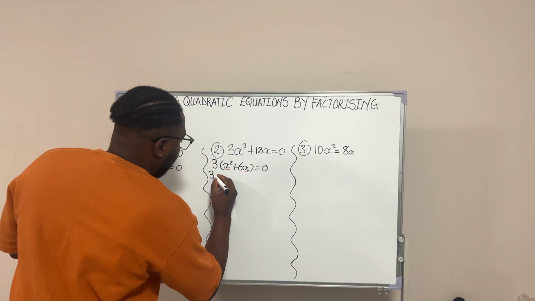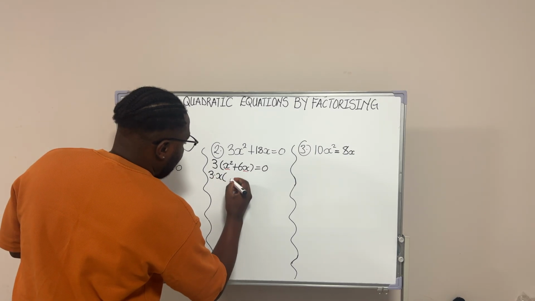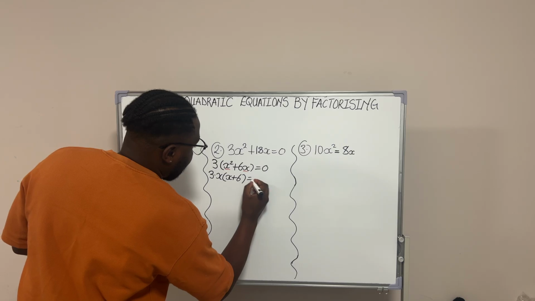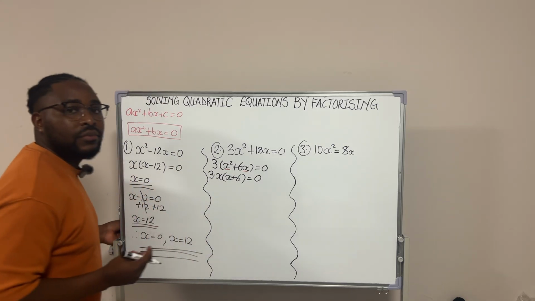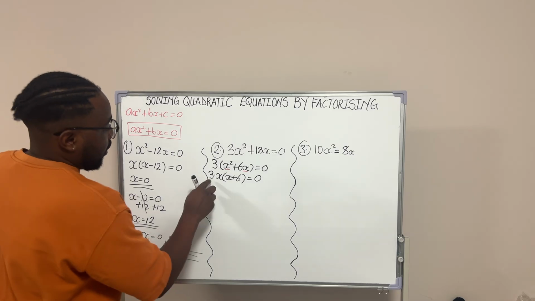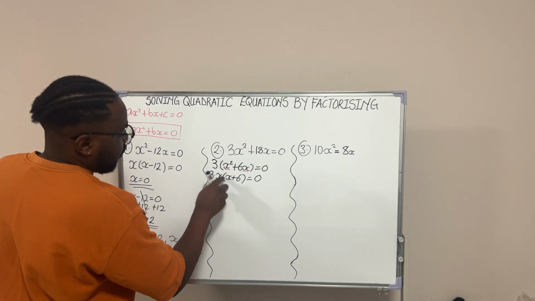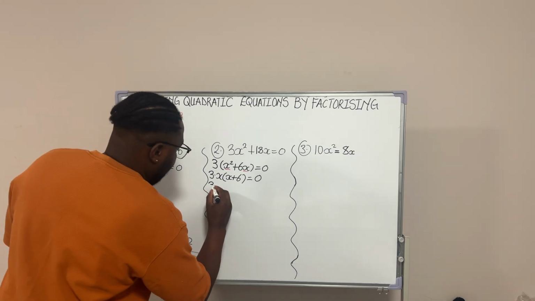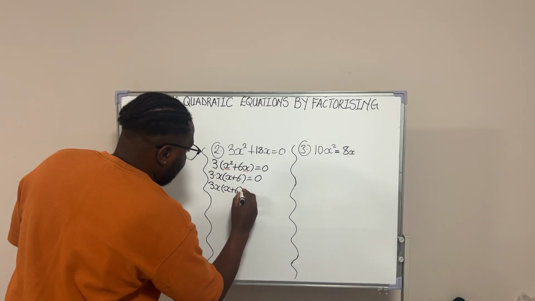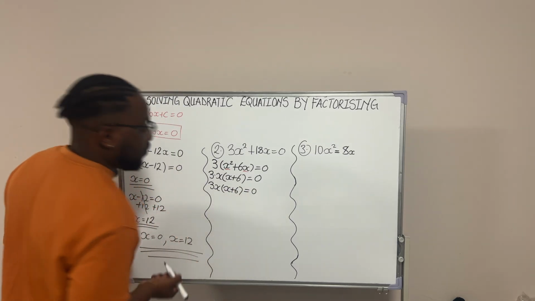So that will be 3, x, open brackets, x plus 6 equal to 0. And this is like 3 multiplied by x, that will just be 3x, times x plus 6 equal to 0.